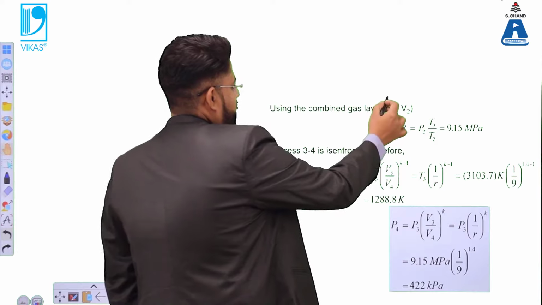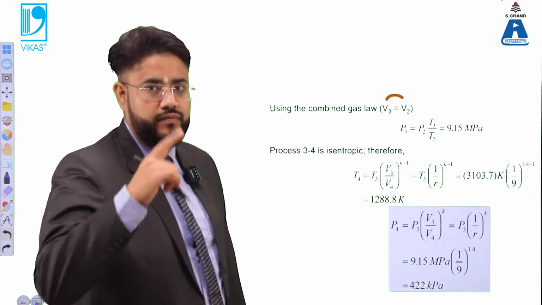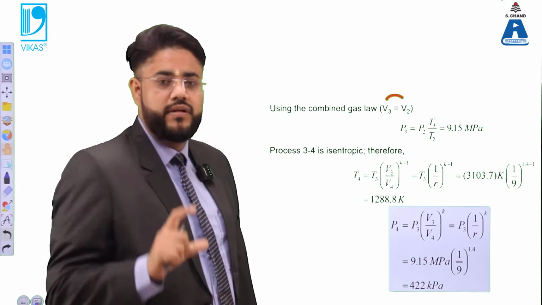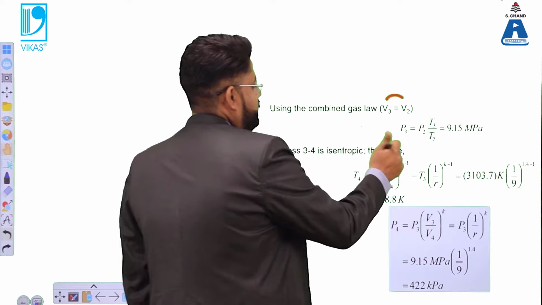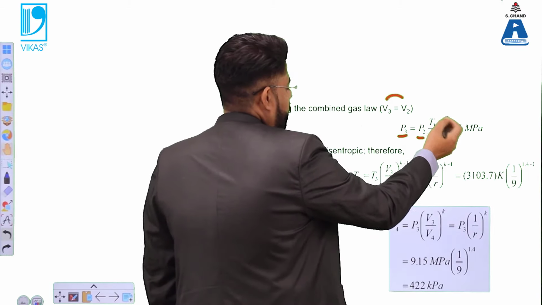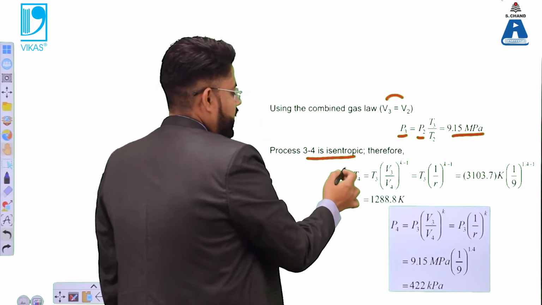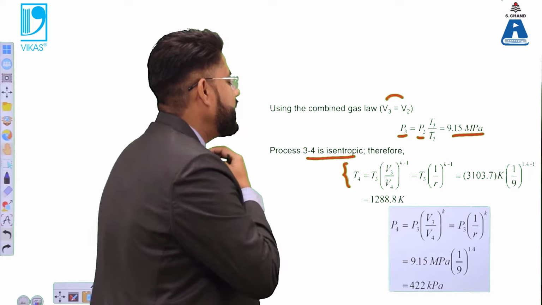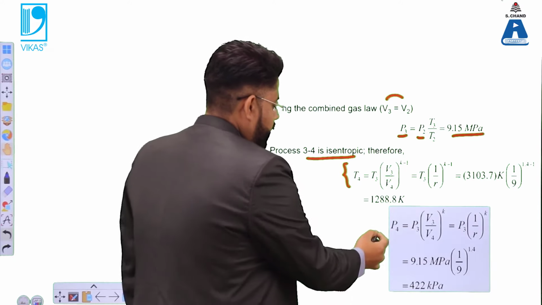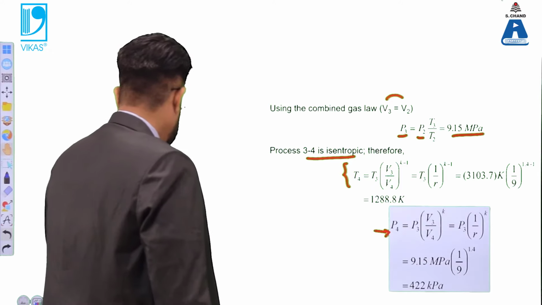Now you can see, as per this combined gas law, V3 and V2 are same, because as per that particular representation we have the constant value of the volume. So from there we can calculate this P3, which is this value, and 3 to 4 is again an isentropic process. So T4 can be calculated from the same expression that we had. Similarly for P4, so all these temperatures and pressures are calculated.